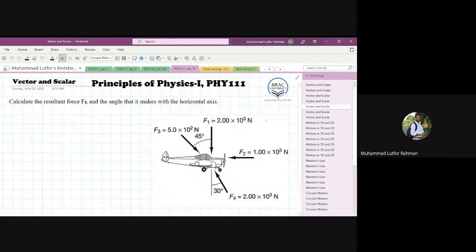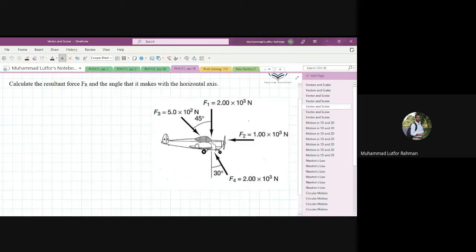All right, let's do another case. This is a case where a plane is landing. When it's landing, there are four forces acting on this plane as it descends. Now we want to find the resultant force acting on the plane during descent or landing. For a safe landing, what would be the direction and the magnitude of the net force on that plane?